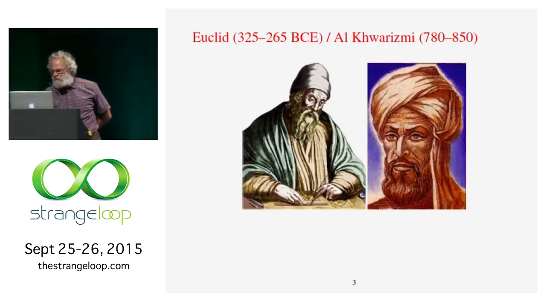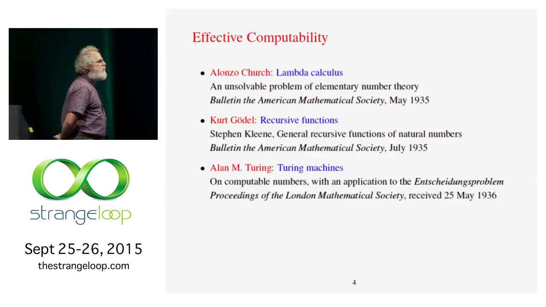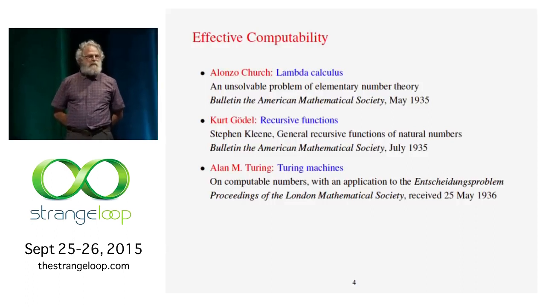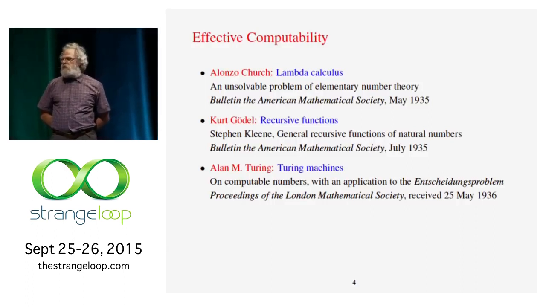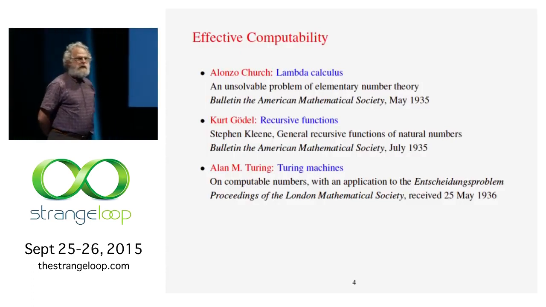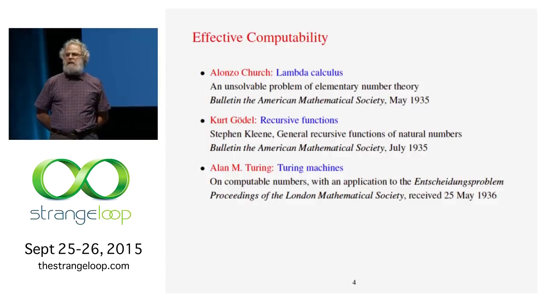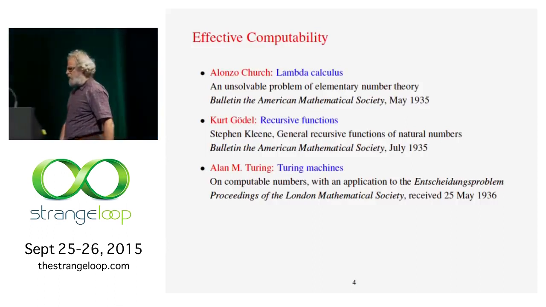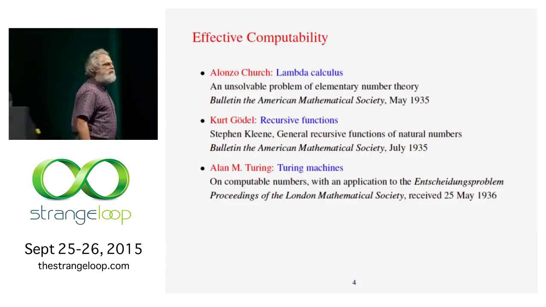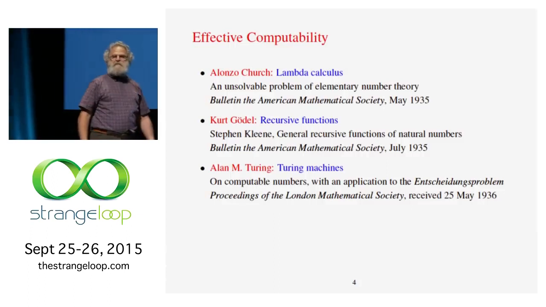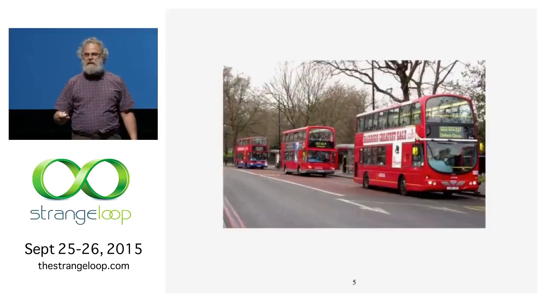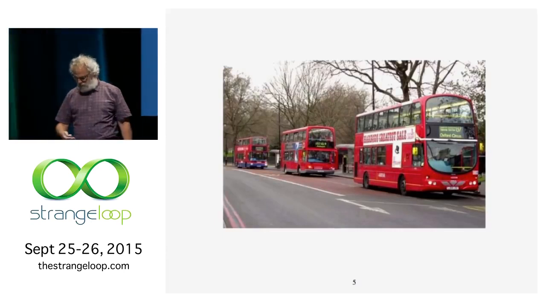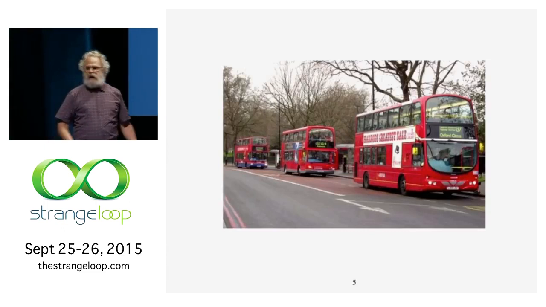But a formal mathematical definition doesn't appear until the 20th century, when you have proposals by Alonzo Church, Kurt Gödel, and Alan Turing, all appearing within a year of each other. It's like buses. You wait 2,000 years for a definition of effective computability, and then 3 come along at once. Why did this happen?